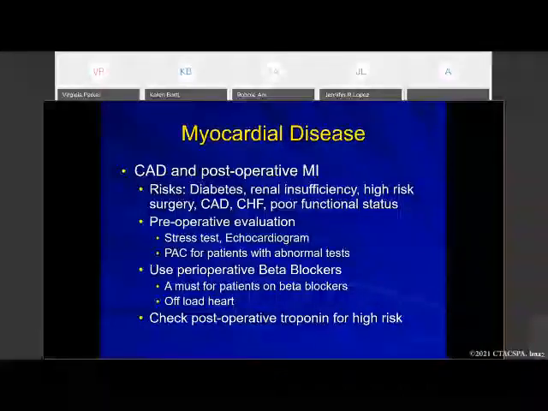Lots of patients of a certain age will get an echocardiogram just to make sure they don't show any abnormalities that would say they did have an MI at some point or a cardiac problem, and then they might get a stress test.